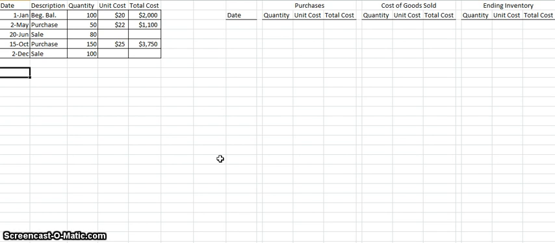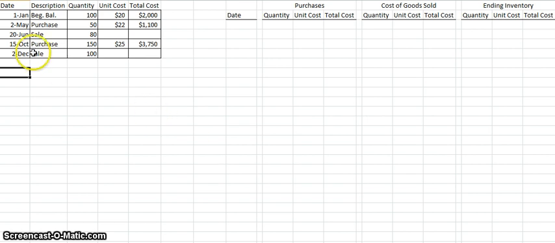Under a perpetual system, remember, every time something occurs, we're going to update your inventory and your cost figures every time. So when we buy new inventory, when we sell inventory, we're going to constantly keep an updated total for your inventory and for your costs. Okay, so we'll always know exactly what we have and exactly what it cost us.